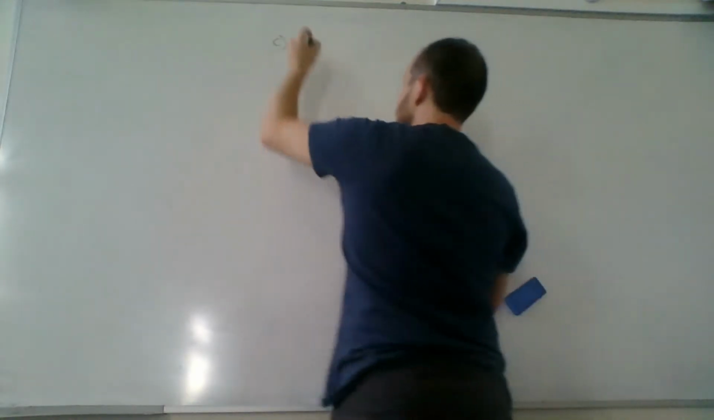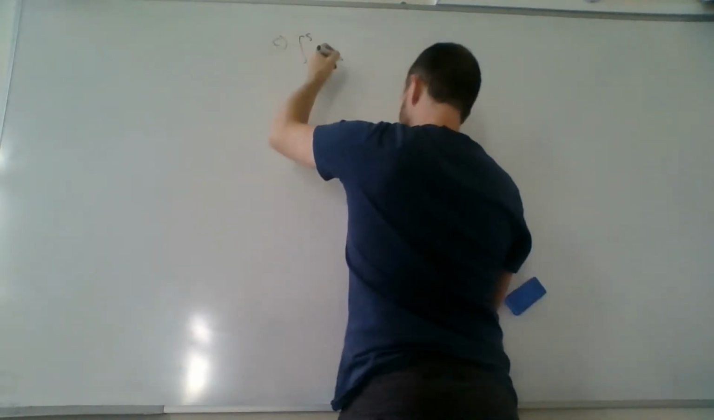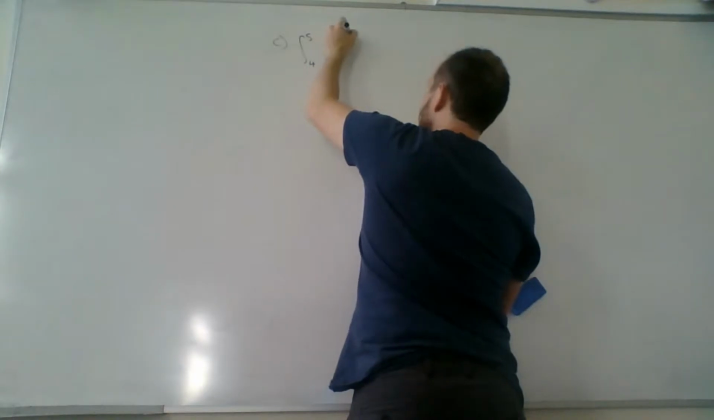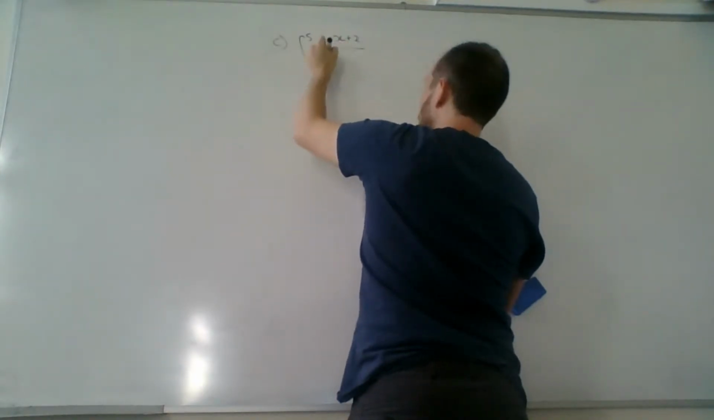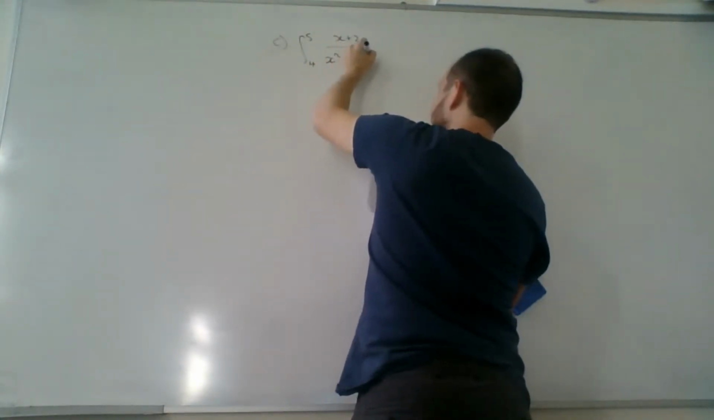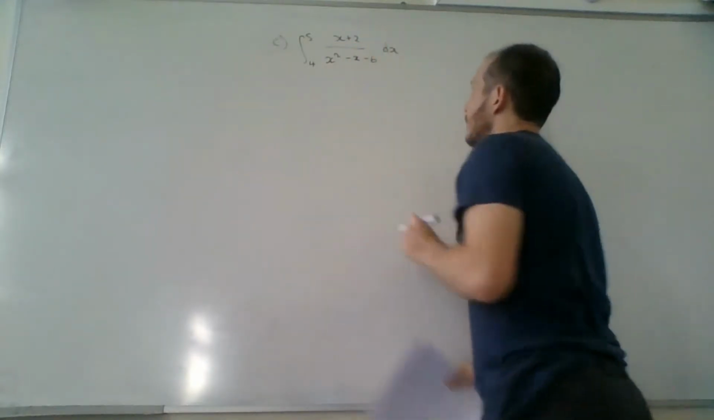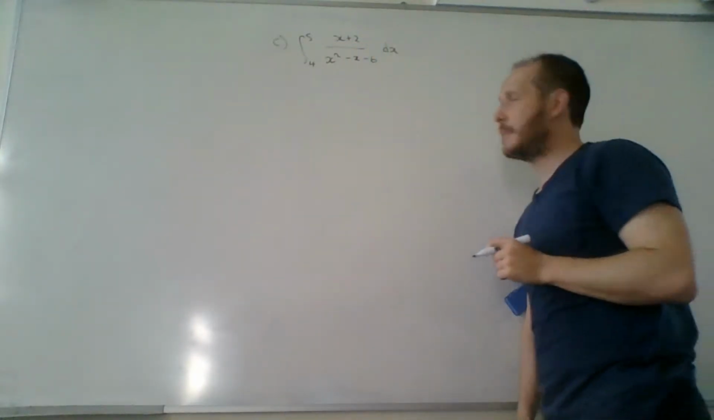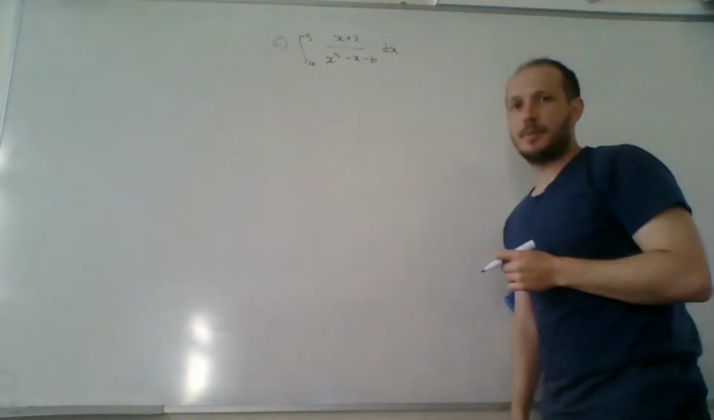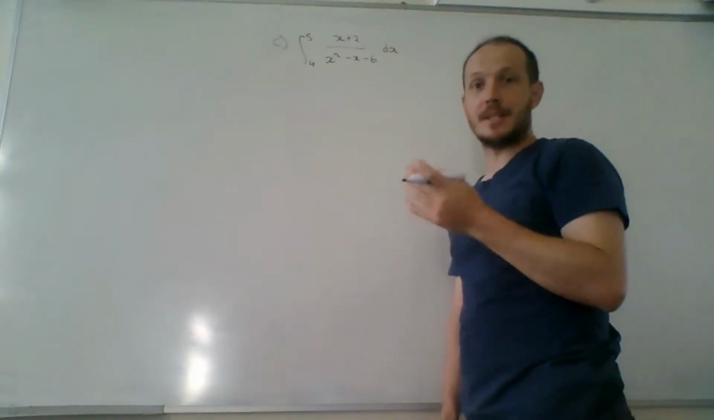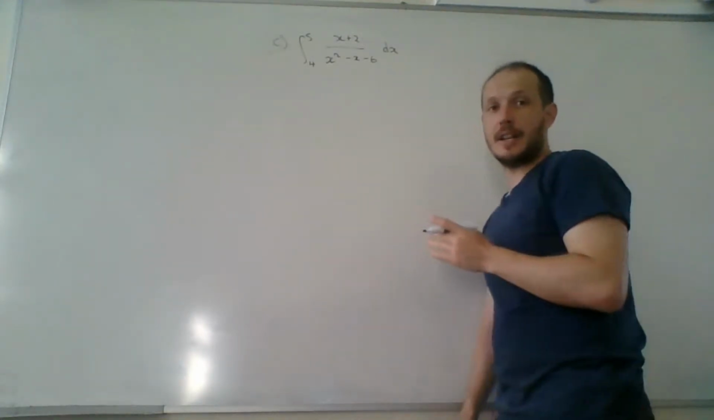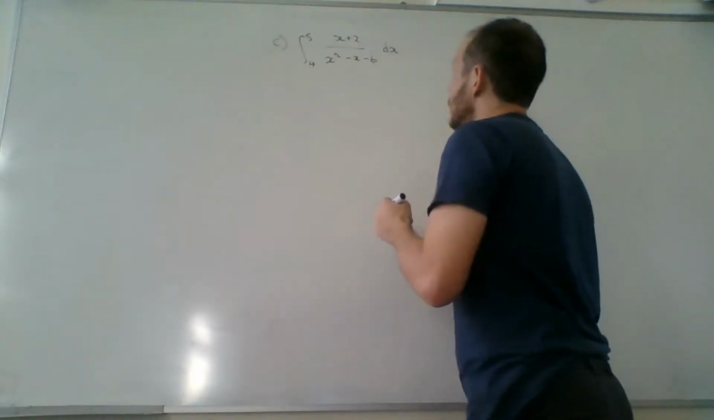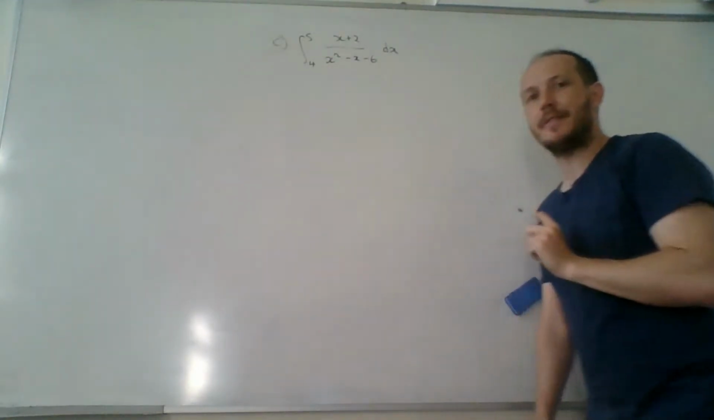Alright, part C. The integral from 4 to 5 of x plus 2 over x squared take x take 6. Now this time, we can't just use one of our simple integral rules, because it's in a form that doesn't match any of our rules. So what we're going to need to do here is go to step 2. So can we simplify this?